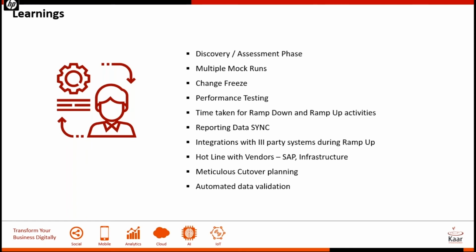And then have a very meticulous cutover planning and rerun that multiple times with the same set of people who would be doing your production. At least for the previous 2-3 runs, ensure that you have the same set of people. And then to cut down on the time taken for data validation, depending on the size of your data, try to automate the data validation using tools available. Try to run them in parallel and complete that, because all of that happens during your cutover window.